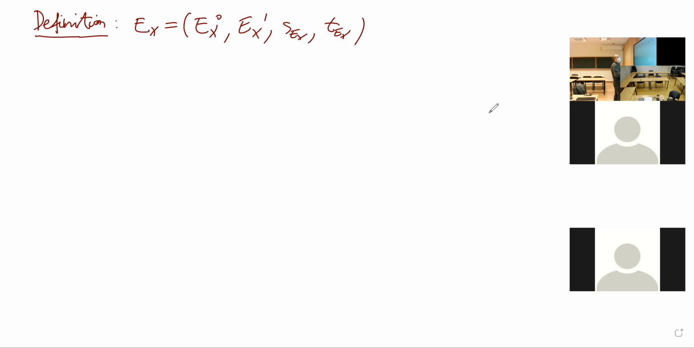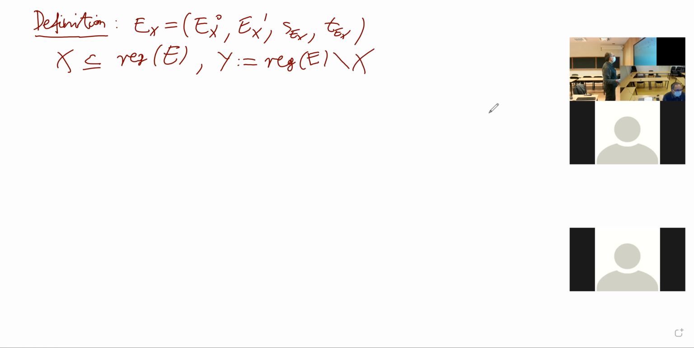And what is very important is that X is a subset in the set of regular vertices of the graph E. Y is defined as the complement of X in the regular vertices. Now we define F to be, and then we have this Y prime, remember, Y prime is a disjoint copy, yes? So Y prime is a disjoint copy.